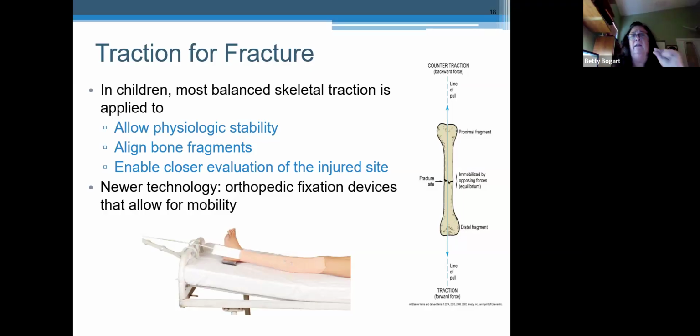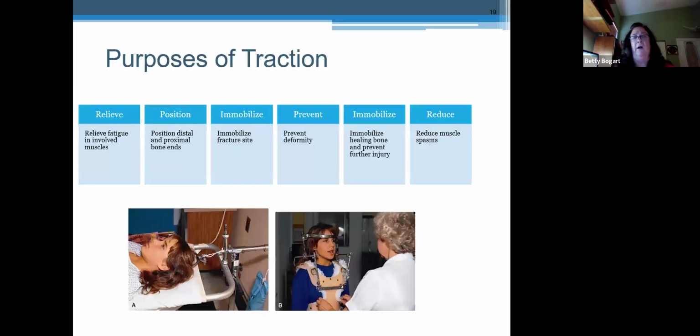Okay. So again, what is the traction for? It's to relieve that fatigue in the muscles and the spasm. It's to get the bones together. It's to keep it from moving so we can start this healing process. It prevents deformity. It helps immobilize it. And the big thing is that muscle spasming, stopping it. Traction, as I said, for a fractured femur is the big one we use.